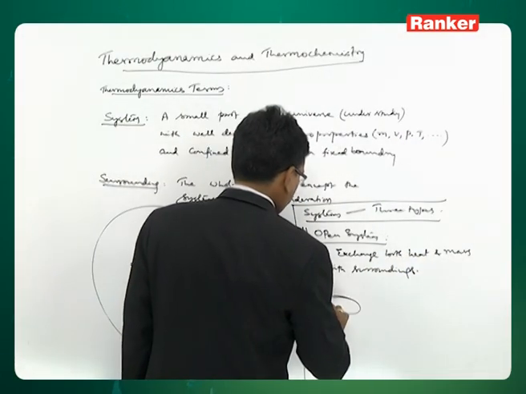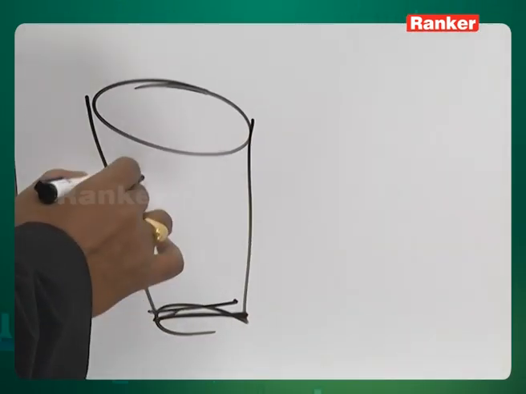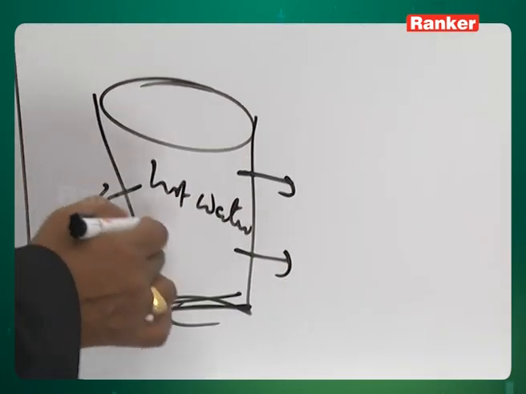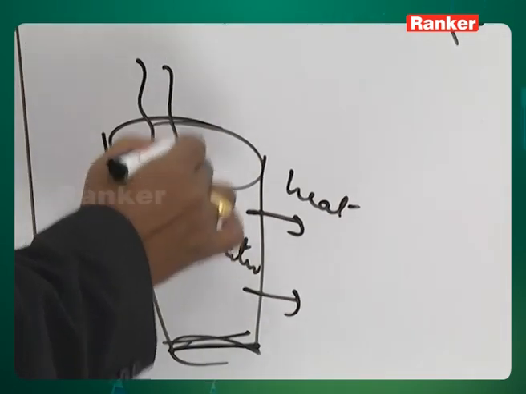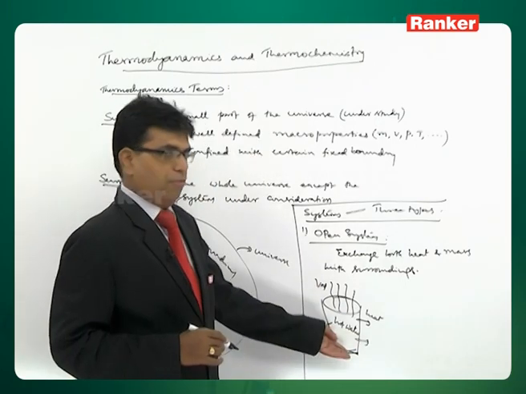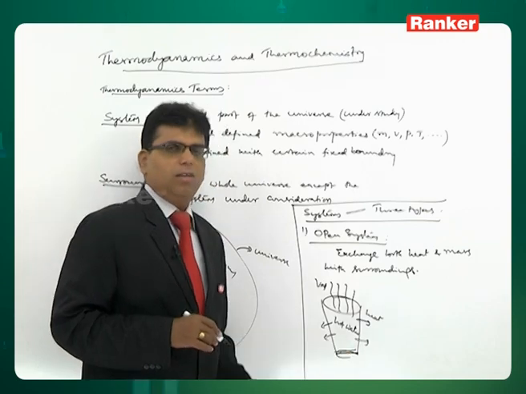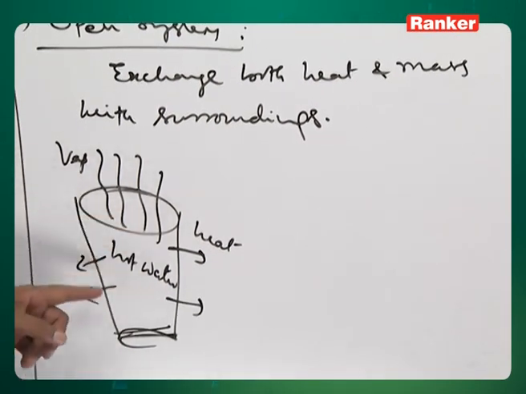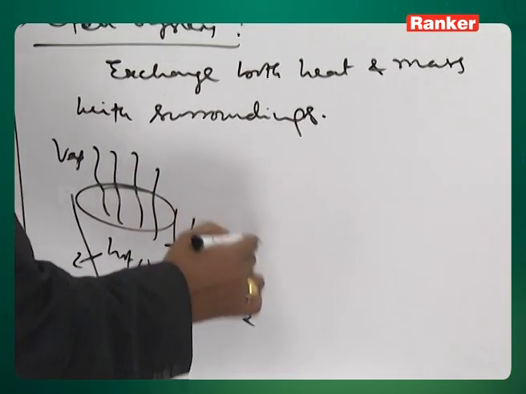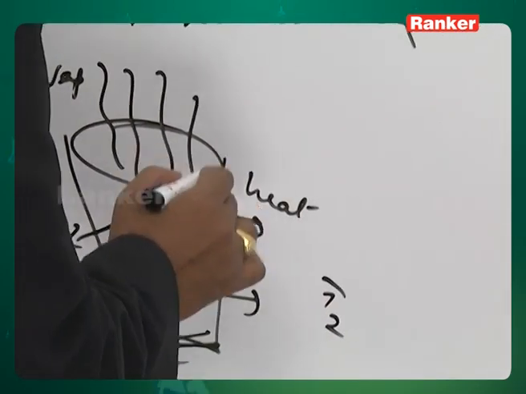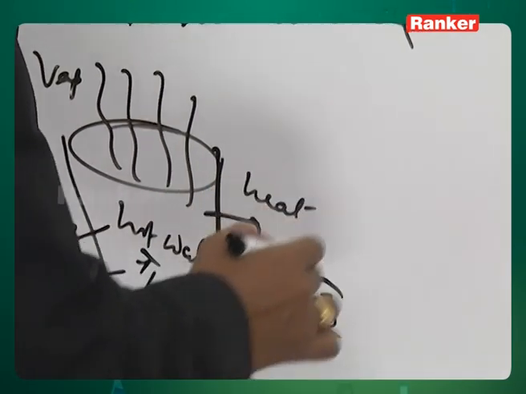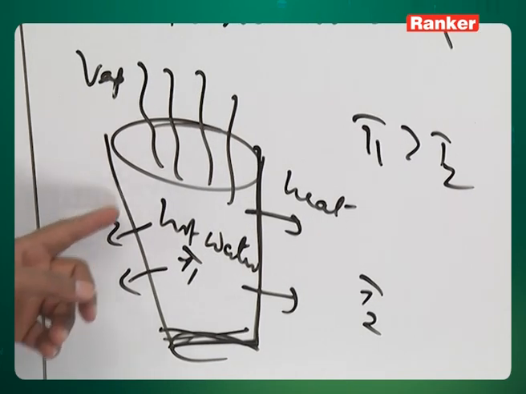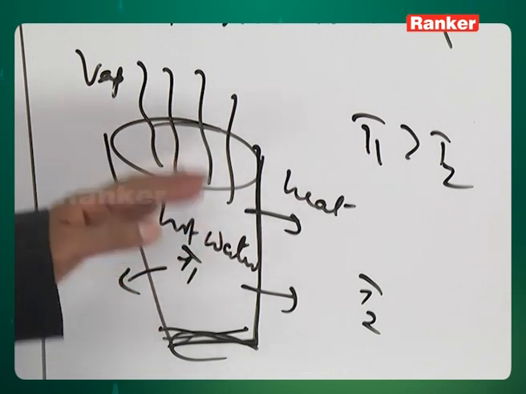Suppose you take hot water in a tumbler. Heat will transmit through the walls, and from the opening the vapors will escape out. As vapors escape, there will be a decrease in the water level in the tumbler. Initially it is hot, but as time proceeds the temperature decreases, because if this is the system at temperature T1, and this is the surroundings, separated by this boundary, the surroundings are at a lower temperature, T1 is greater than T2. As a result, after some time the heat will exchange with the surroundings, and the system will get cooled.